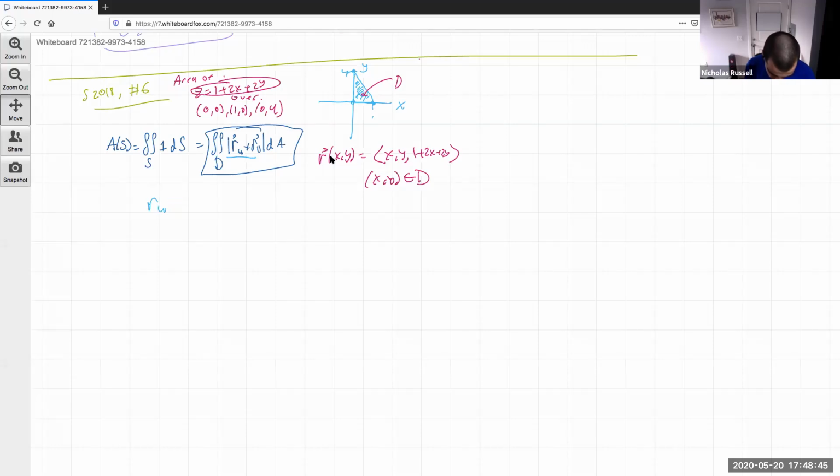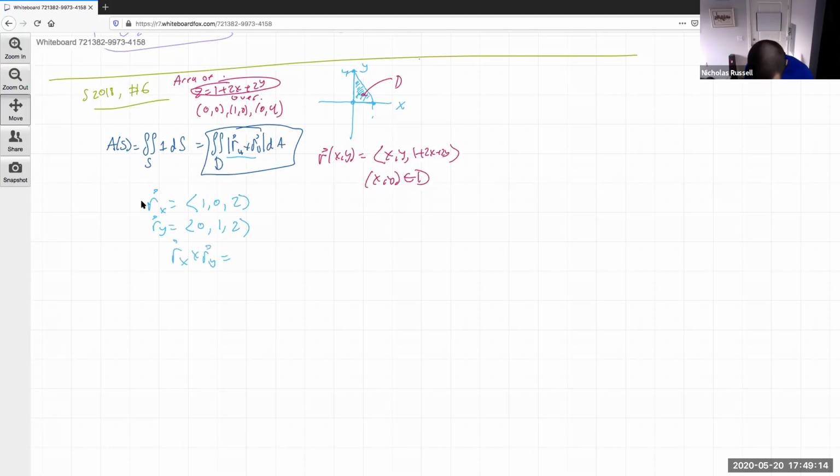So in this case, I need to calculate Rx, which is just 1, 0, 2. Ry is equal to 0, 1, 2. This should make sense, that this should be a constant vector, because a plane always has the same normal vector. Always, because it's a plane. So it should make sense that way.